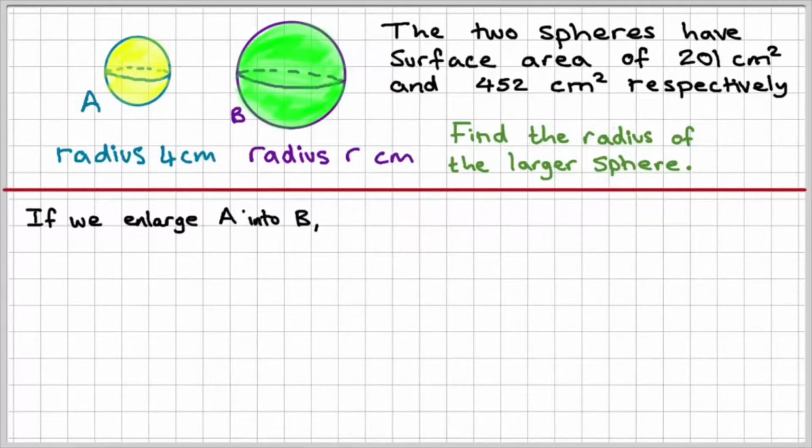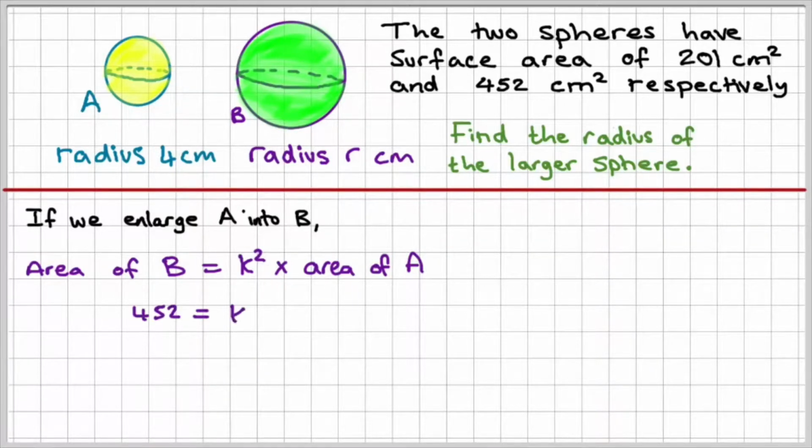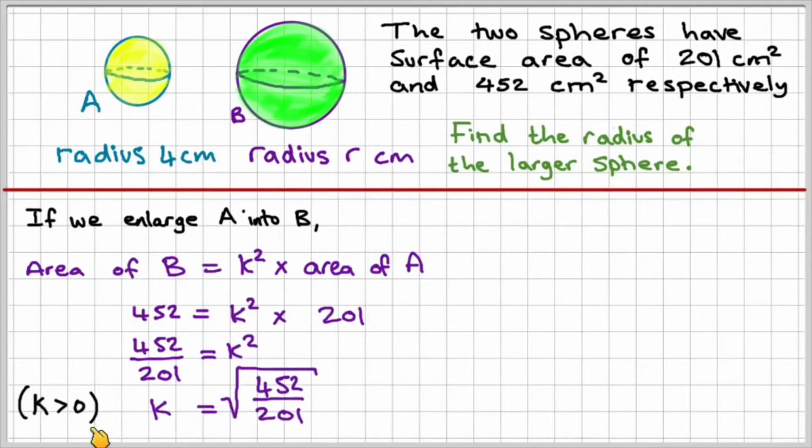You may have worked it out like this. So if we enlarge A onto B, the area of B is equal to K squared times the area of A. Since we know that the area of B is 452, that's equal to K squared times the area of A, which is 201. We can rearrange this to make K squared the subject as 452 over 201 equals K squared. Then, provided that K is greater than 0, the square root of 452 over 201 will give us a value of roughly 1.50.